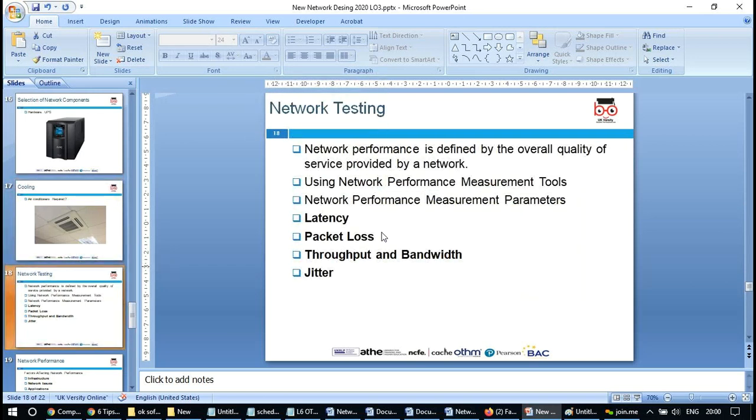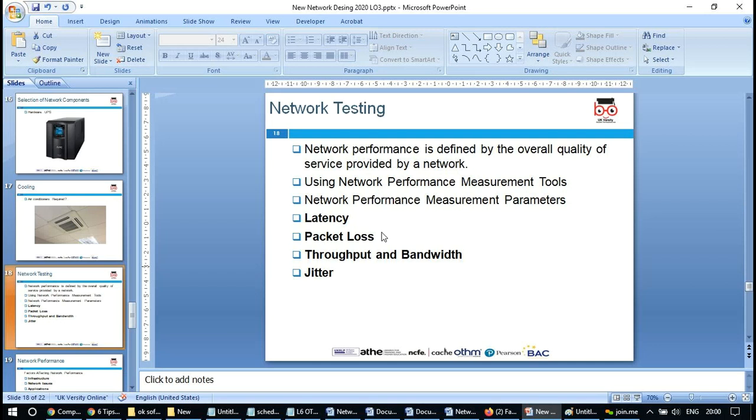Yes. Then the next topic is that after installing the network, you should be able to test the network. Testing the network is basically checking the performance, which is the overall quality of the network provided. You can check network performance using performance measurement tools. There are lots of tools; some may be free, some may be purchased, the professional ones.